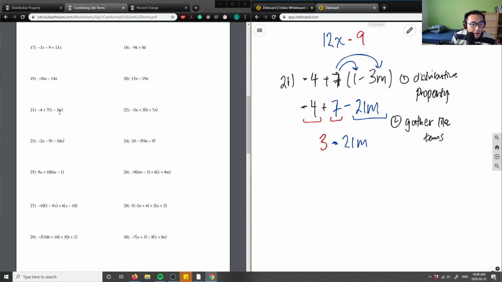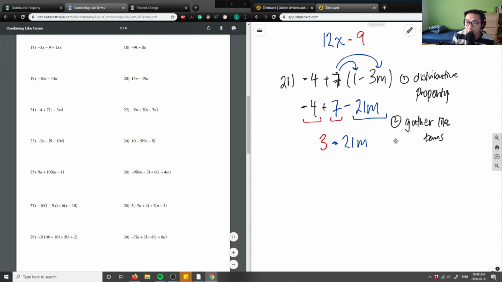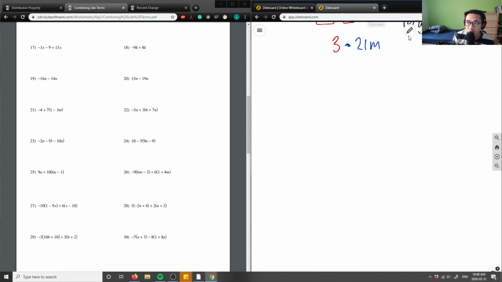So that was 21. Let's do 23, it's tricky actually. I like 23, and I'll show you why it's tricky. This is 23. I don't know if we're going to get to percent of change, but maybe I'll continue there for the next lesson. So 23 is -2n minus, and then bracket 9 minus 10n.